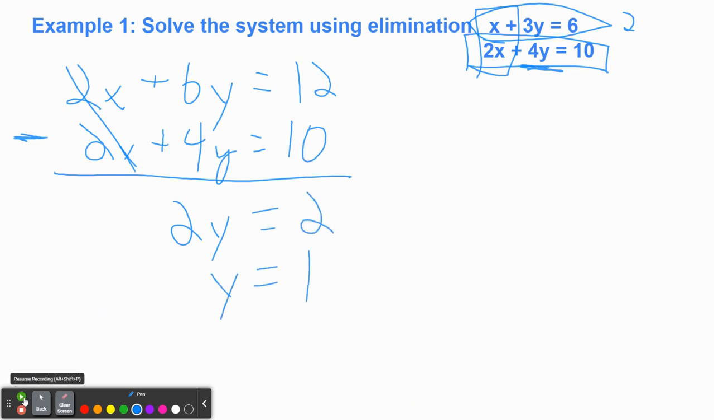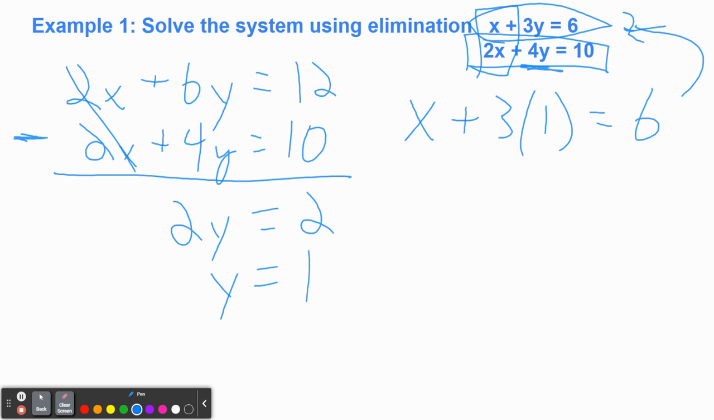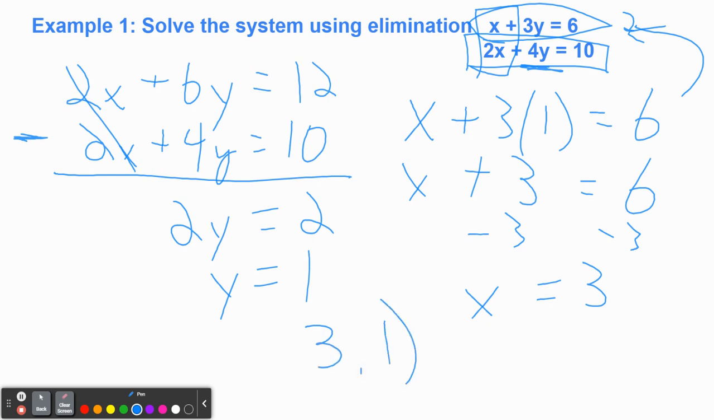Now, I'm not quite done yet. I need to plug in y into one of my original equations. Let's take the top one, and we'll check with the second one. So I have x plus 3, and then instead of y, I'm going to do 1, equals 6. And I got that equation from the top here. 3 times 1 is 3, equals 6. x plus 3. I'm going to subtract 3 from both sides, and I should get x equals 3. So my ordered pair is 3, 1.